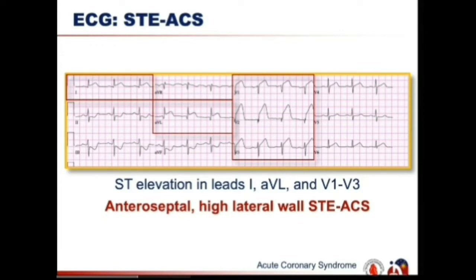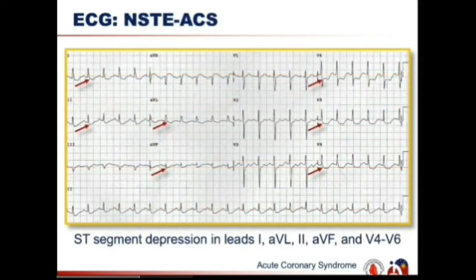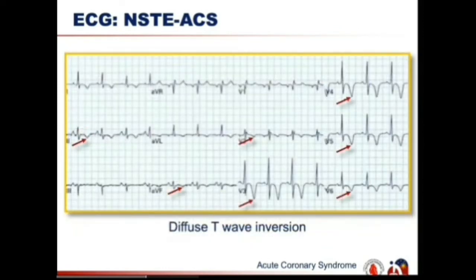On the other hand, this ECG shows ST segment depression in multiple leads as pointed by the arrows. Patients with clinical manifestations of ACS together with this ECG would help clinch a diagnosis of non-ST elevation acute coronary syndrome. This third example exhibits T-wave inversions. Similar to the previous slide, when this ECG accompanies clinical manifestations suggestive of ACS, the patient may be labeled as having non-ST elevation acute coronary syndrome.